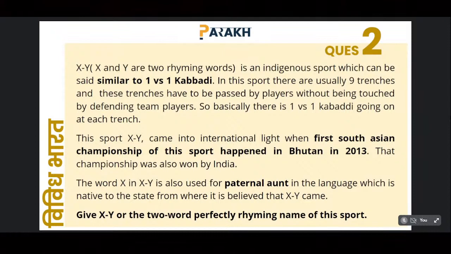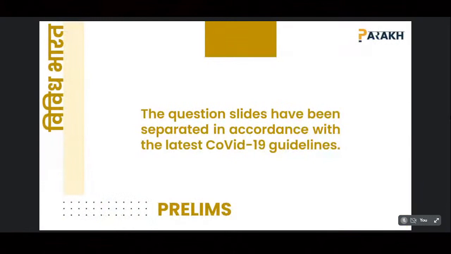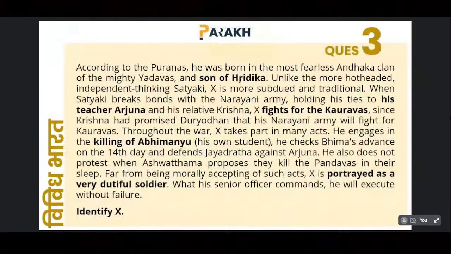Moving on to the next question in 5, 4, 3, 2, 1. According to the Purans, he was born in the most fearless Andhaka clan of mighty Yadavs and son of Ridhika. Unlike the more hot-headed independent thinking Satyaki, X is more subdued and traditional. When Satyaki breaks bonds with the Narayani army, holding his ties to his teacher Arjun and his relative Krishna, X fights for the Kauravas since Krishna had promised Duryodhan that his Narayani army will fight for the Kauravas.